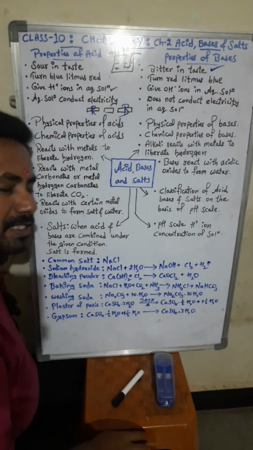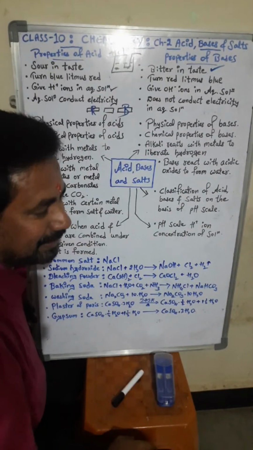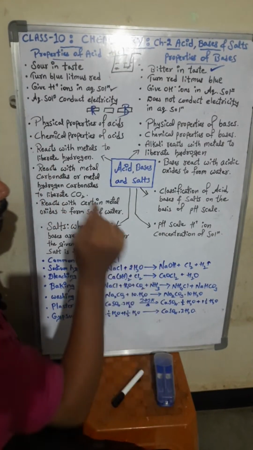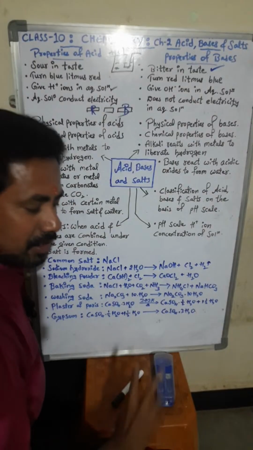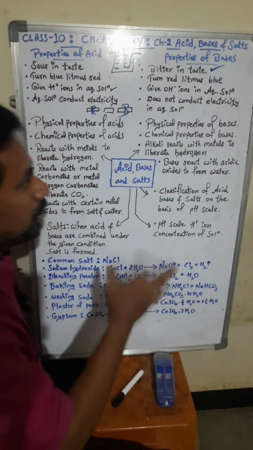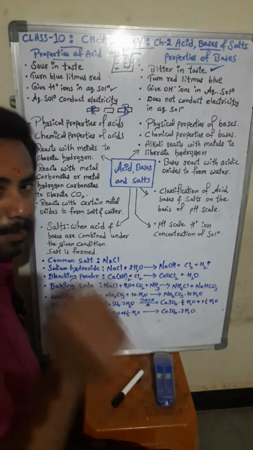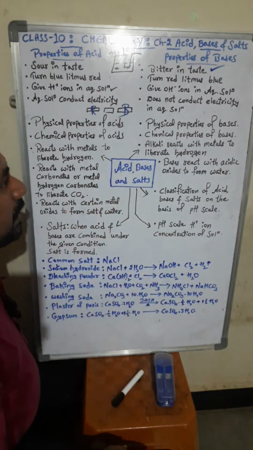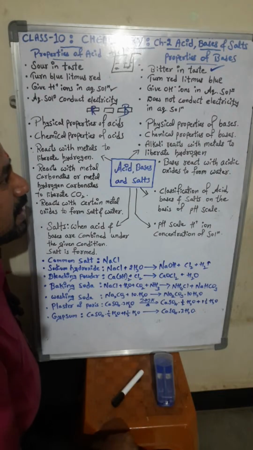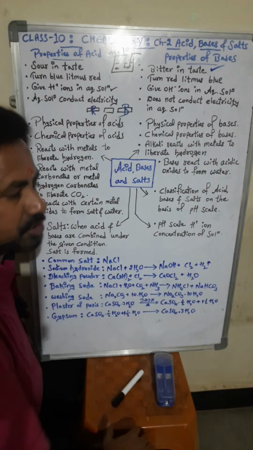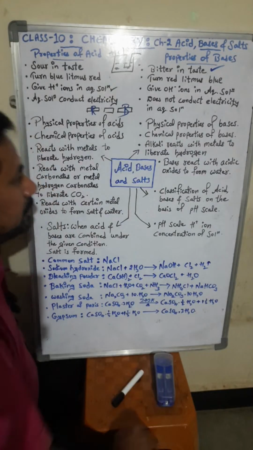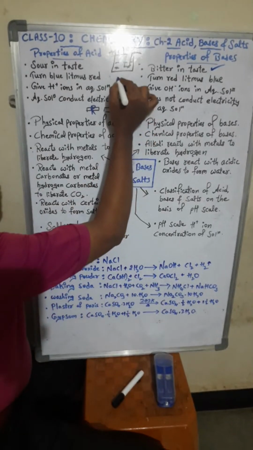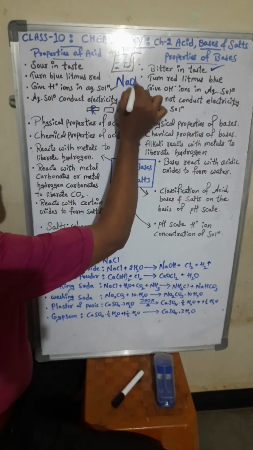So, properties. First one, bases are bitter in taste, कड़वा रहता है, और रेड लिटमस पेपर चेंज हो जाता है कलर ब्लू लिटमस पेपर when we are putting in bases. Okay, next one, third property, they give OH minus ions in aqueous solution. OH minus, hydroxide. Example I am giving you, NaOH.